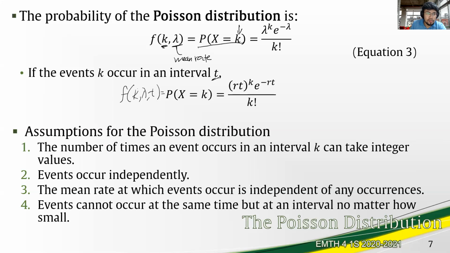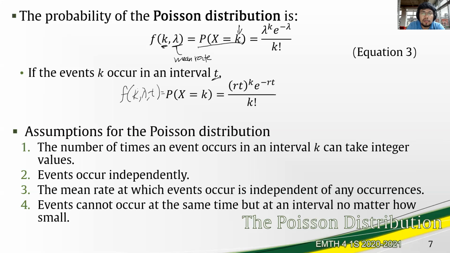The assumptions for the Poisson distribution are that the number of times an event occurs in an interval k can take integer values. Events occur independently. The mean rate at which events occur is independent of any other occurrences, and the events cannot occur at the same time, but at an interval no matter how small, which means there has to be a gap between their occurrence. It's different to the continuous, where there are no gaps in between. Okay, these are the assumptions.